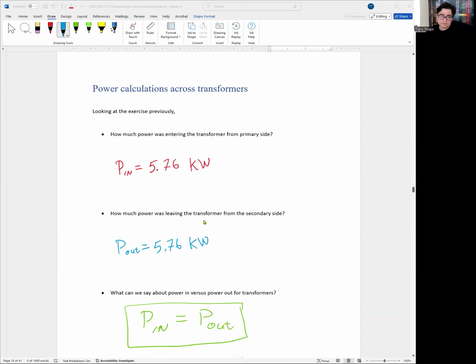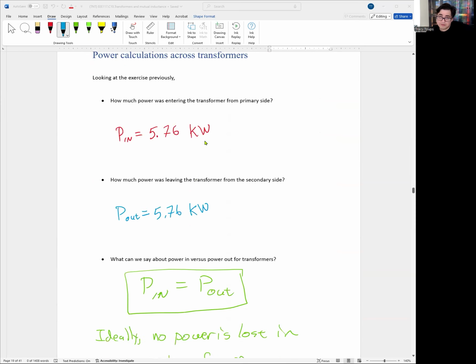So let's put it in formally. How much power is entering the transformer primary side? 5.76 kW, that's P in. How much power is leaving the transformer on the secondary side? P out is 5.76 kW. What can we say about power in versus power out? They're equal. So a very, very important part of transformers: P in is equal to P out.